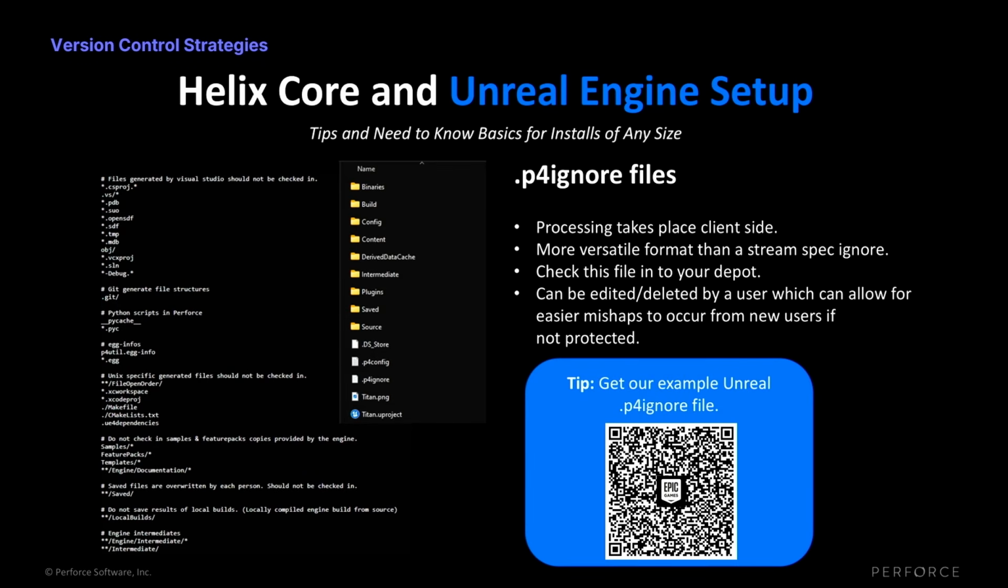On the client side, you're going to want to make sure you set up your P4 ignore. This gets a little in the weeds, but it's important. I wanted to make sure these resources were available to you if you're setting up version control for the first time. The P4 ignore file is what makes sure that you don't put stuff you don't want into version control. Things like the saved folder, things like the intermediates, those are for you locally. They're not intended to be in version control.